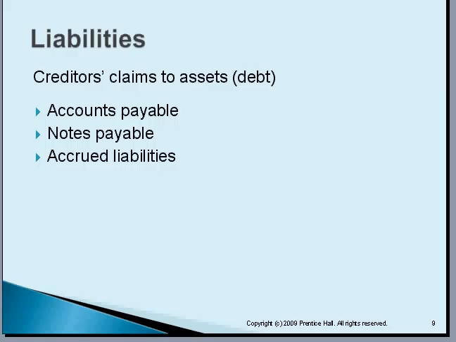Liabilities. We said earlier that liabilities are the creditors' claims to the assets. Liabilities are simply debt. Accounts payable. These are monies that we owe to our suppliers. Just like we extend credit to our customers, our suppliers may extend us credit. We buy their merchandise or their supplies. We pay them at a later date, usually within 30 days.